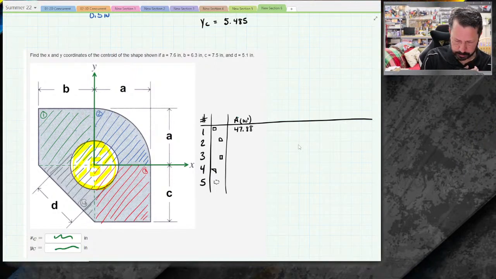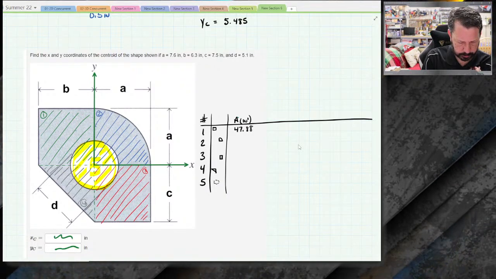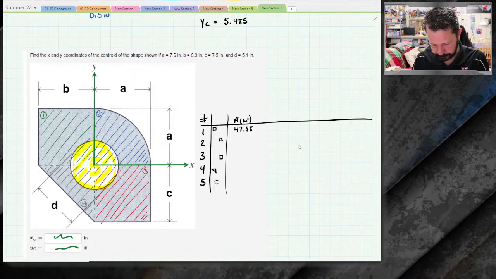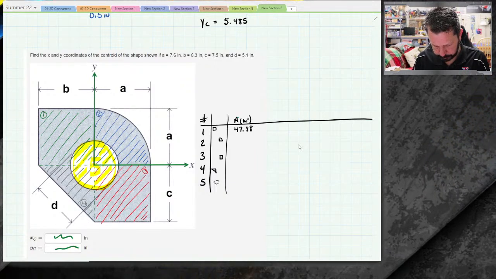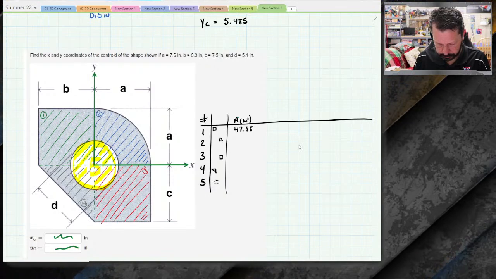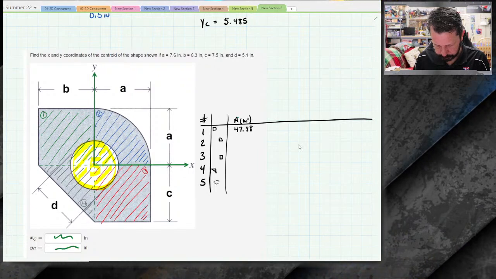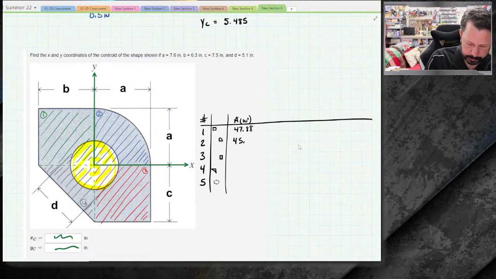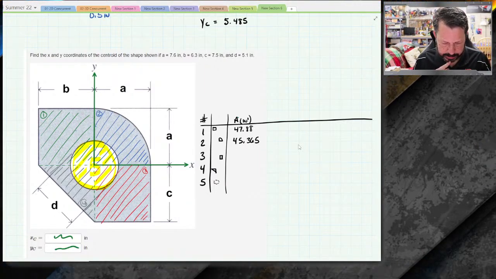Well, that doesn't look right. I must have typed something in wrong on one of those. Something's definitely not right. Let's see. Let's look at A again. Oh, no, that could be the problem. And then that's better. 45.365.